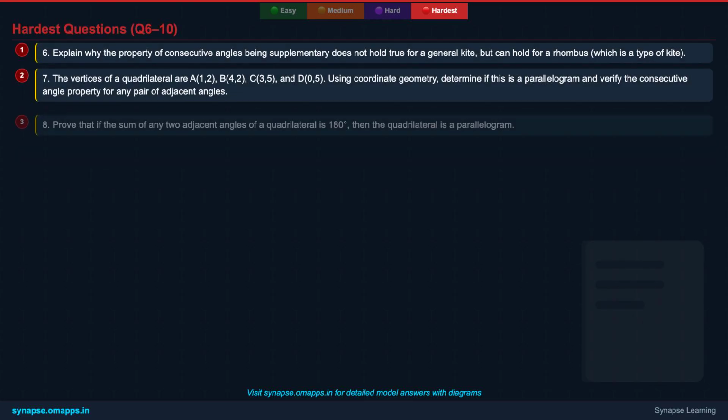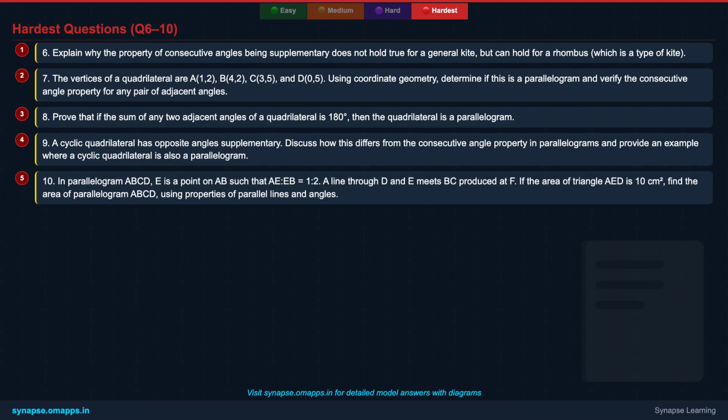And here are the final 5 challenges. These questions are designed to truly test the limits of your understanding and problem-solving abilities. Don't get discouraged if they seem tough. Every attempt is a step towards mastery. Good luck, and may your geometric insights guide you.